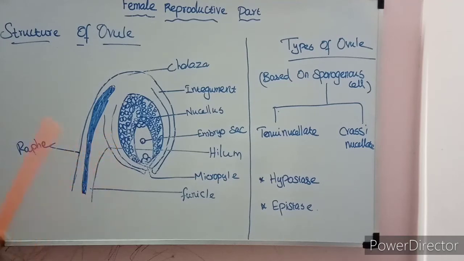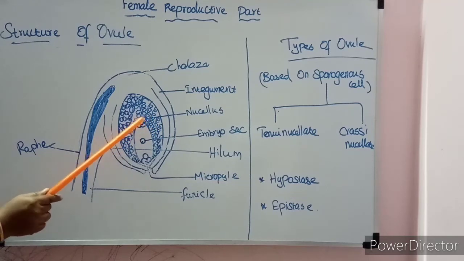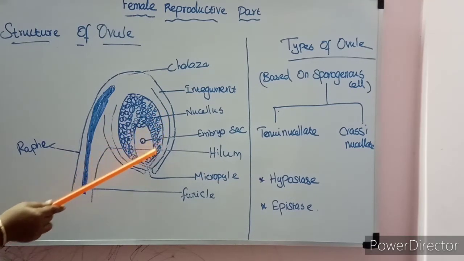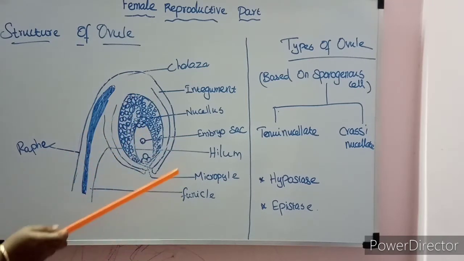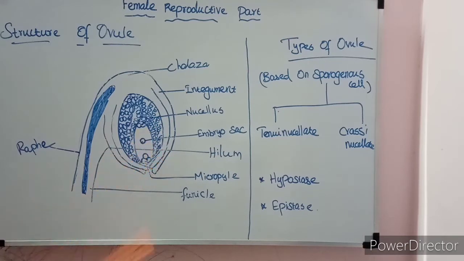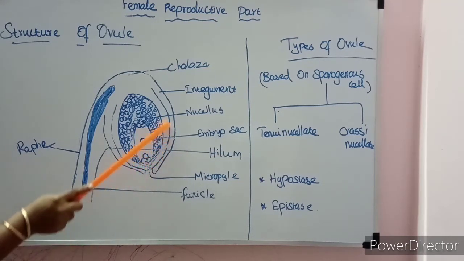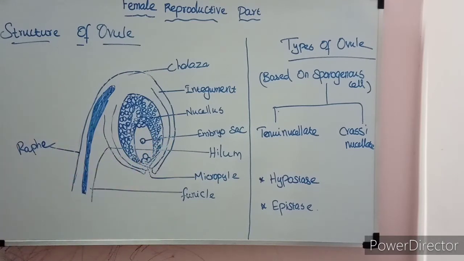Okay. So in some of the species the inner integument also provides some nutritive function, apart from the nucellus. That type is called endothelium, or otherwise integumentary tapetum. The inner integument provides nutrition to the inside of the embryo sac.